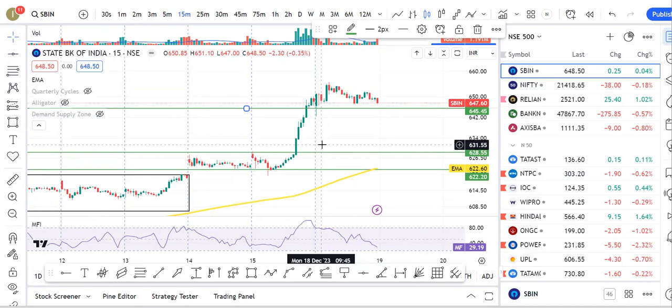So these are the examples of breakaway gaps. And in my next video, I'm going to come up with other types of gaps like area gaps, exhaustion gaps, or continuation gaps. Everything I'll be covering with an example in my videos.